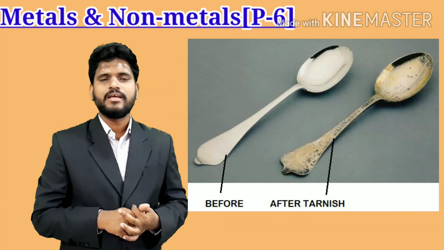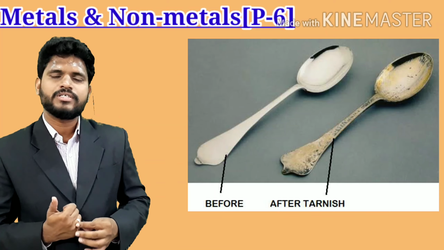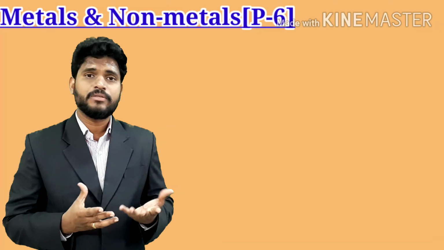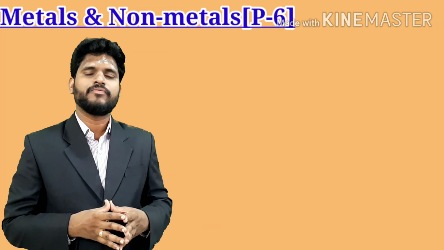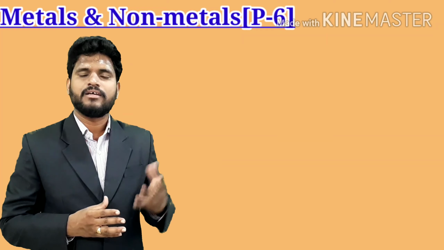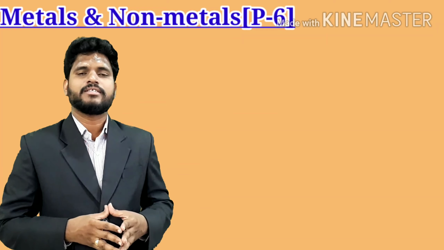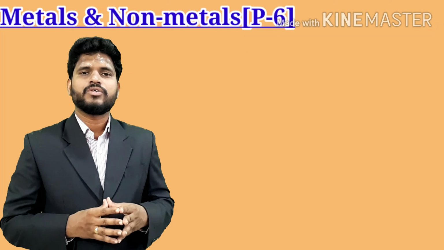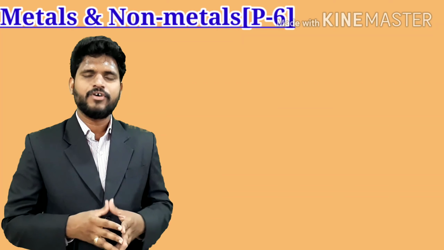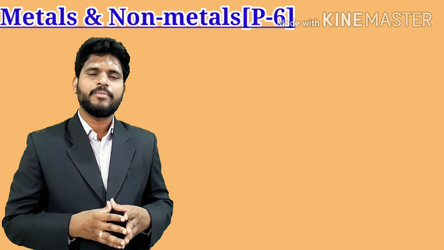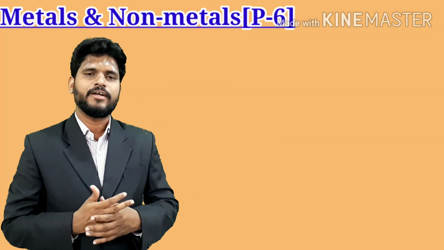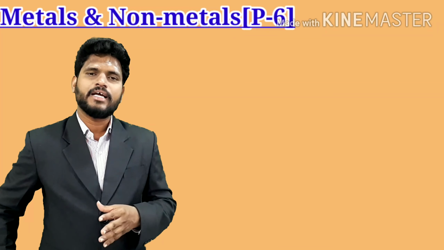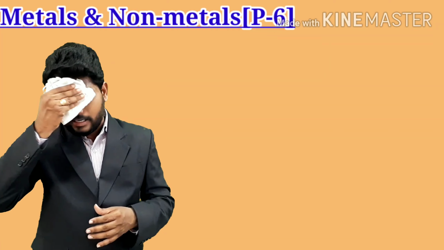Silver also reacts with atmospheric oxygen, and mainly with the sulfur compounds present in the atmosphere. When it reacts with that, there is a chance of formation of silver sulfide. It will be green in color, right, all of you?